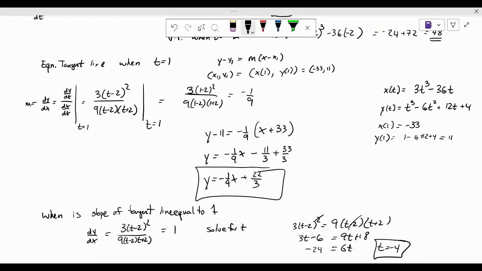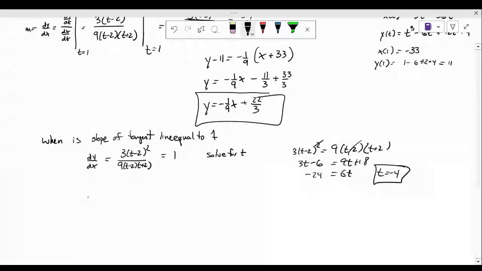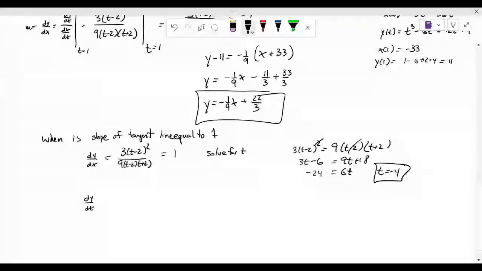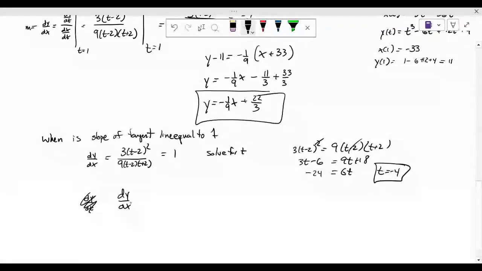Okay, so what else can they do? They could ask you for which values of t is the curve, is y increasing or is it decreasing, right? Or is the graph increasing or decreasing? So that still has to do with dy/dx. And we want to know when it's 0, when it's positive, when it's negative. Okay.